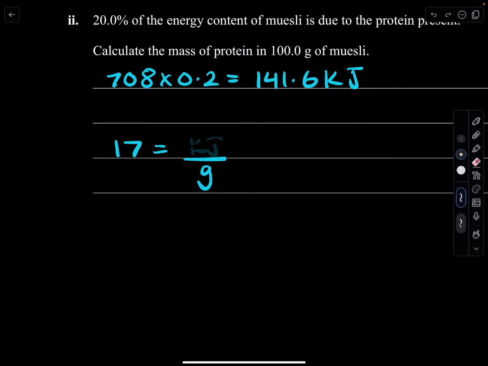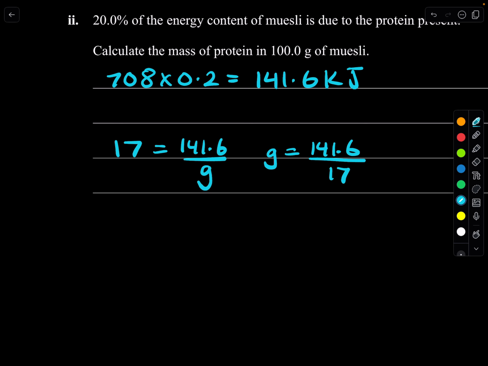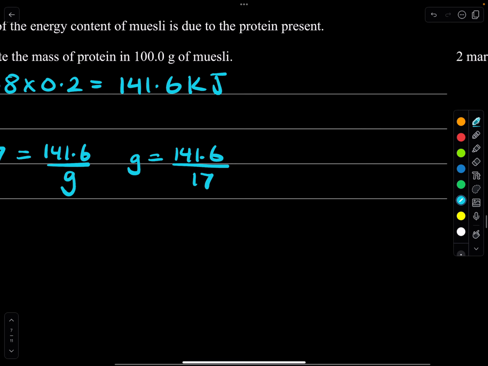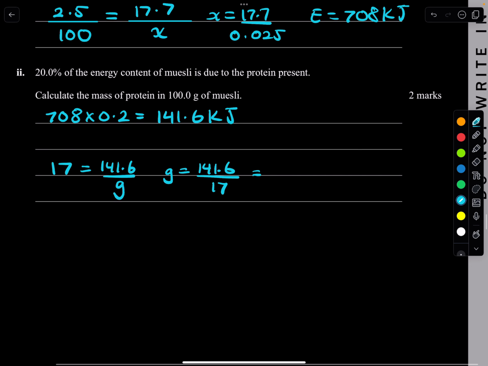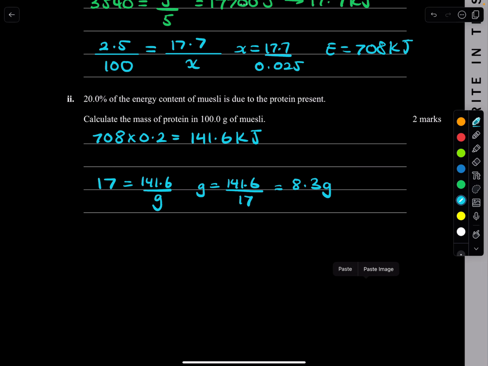So if I replace the kilojoules with the kilojoules that we have, which is 141.6, we can calculate the grams. So grams would be 141.6 divided by 17. And that gives me, how many significant figures? We use 17, which is the lowest, so just 8.3 grams. So it will be 8.3 grams of the mass of the protein. Beautiful.